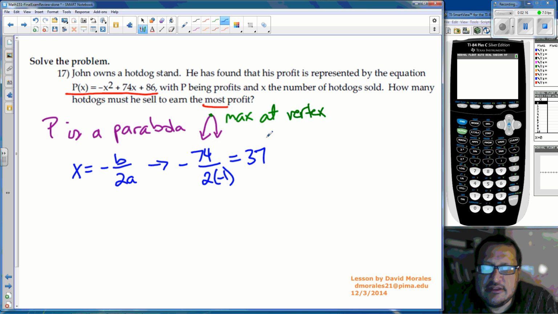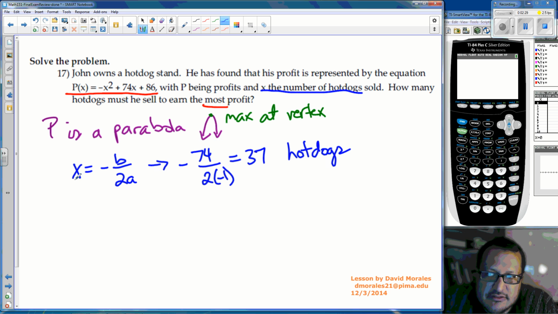Okay. Now, this problem is just saying how many hot dogs do I need to sell. At this point, we're done because x is the number of hot dogs, and we solved for x. Now, if the problem said, what is the most profit, what is the profit that's maximized, then you would have to plug the 37 into there to find out what the profit is. But in this case, we don't need to know that profit. We just need to know how many hot dogs. So as you can see, this is a very easy problem. This is just a simple arithmetic problem. Divide 74 by 2.